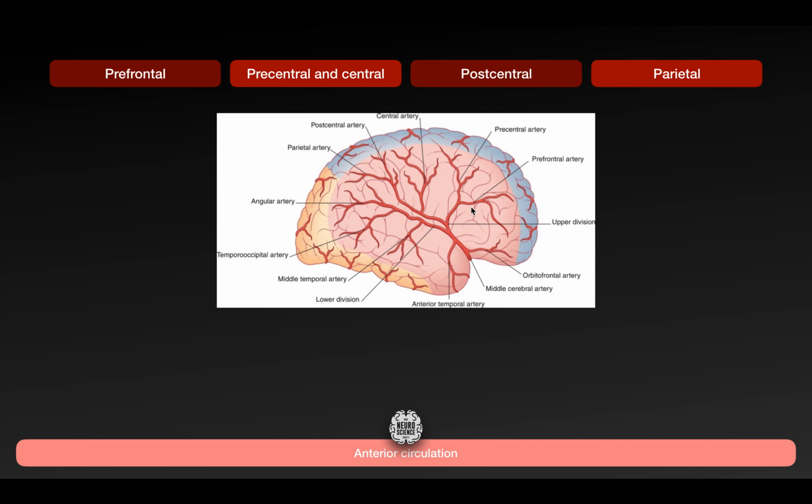So we have branches to the prefrontal region, we have branches to the precentral region, we have a central region, a postcentral region, and then a parietal one. Following it along, we have an angular region, we have a temporo-occipital region, and a middle temporal region. We can also include an anterior temporal region, and orbitofrontal as well down here. But these are very variable and hard to see, so they're very rarely named. But there's some key ones to know, like prefrontal, precentral, central, postcentral, angular, following the angular gyrus for part of its course. These are the key ones to know.